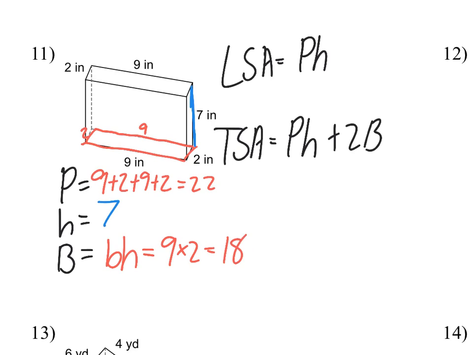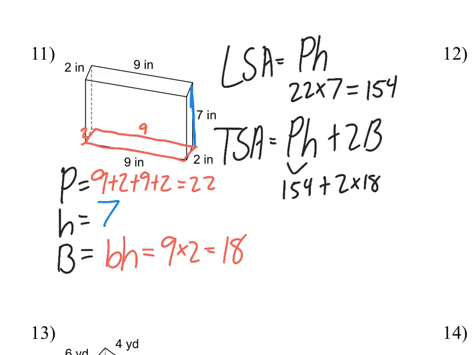Now we can just plug in numbers. For lateral surface area, we would do 22 times 7, and we get 154. For total surface area, again, this part we already know is 154. We are going to add that to 2 times the area of the base, which is that 18. And we get 190. And I left off the inches squared on this.